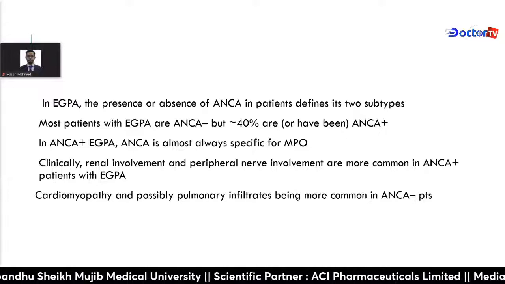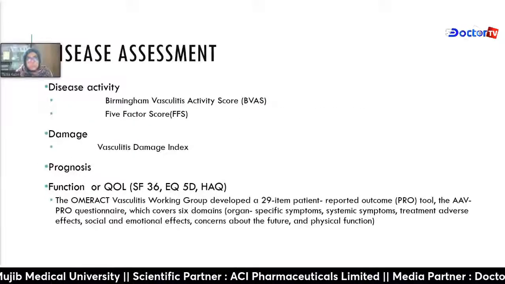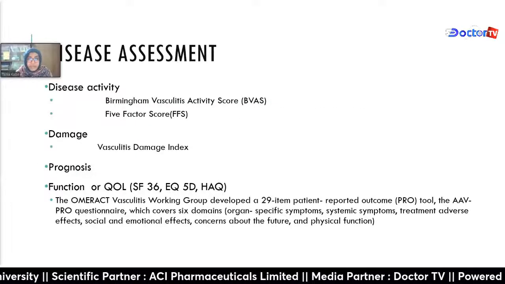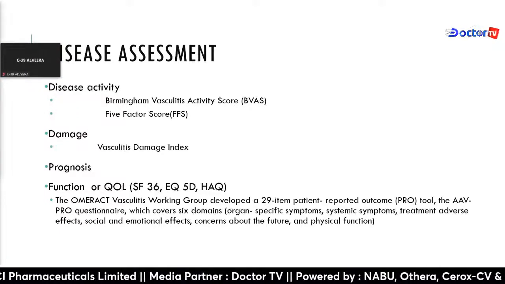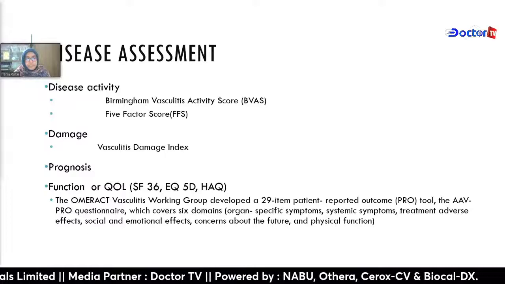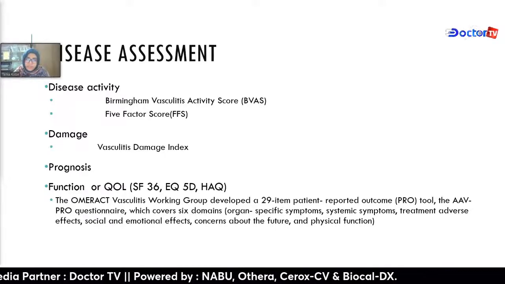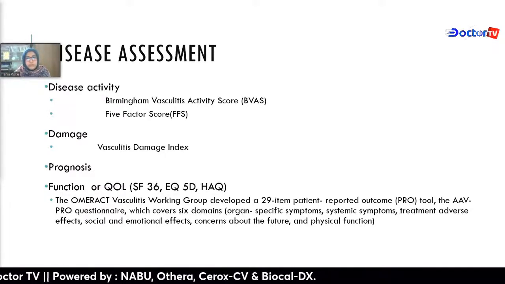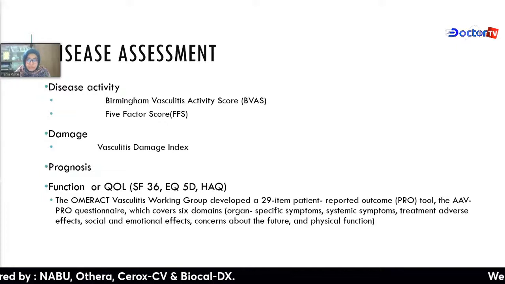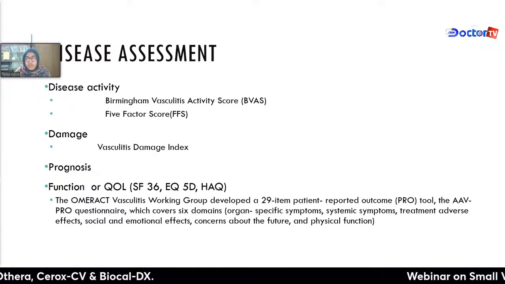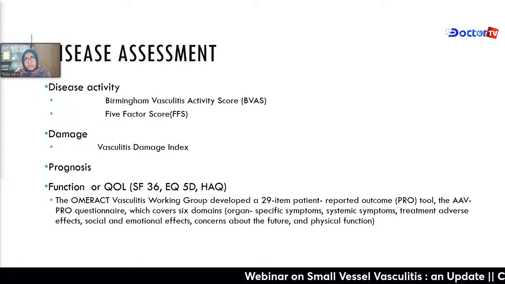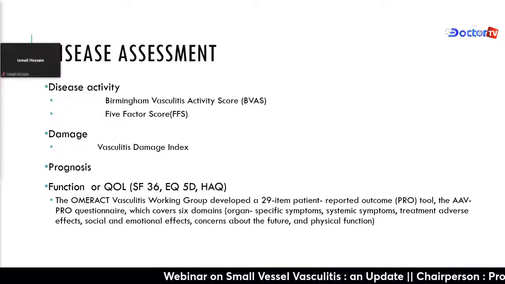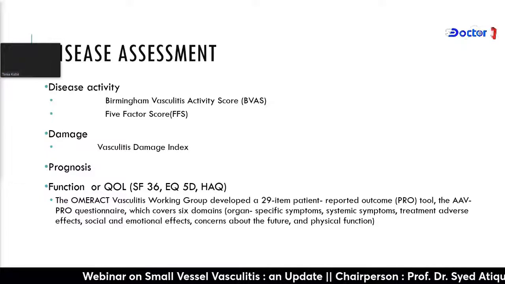After establishing the diagnosis, disease assessment should include measurement of the disease activity and damage. We can measure the disease activity by using the Birmingham Vasculitis Activity Score and Five-Factor Score. The damage can be measured by the Vasculitis Damage Index. And for quality of life, in previous clinical trials and clinical practice, SF-36, EQ-5D, and the Health Assessment Questionnaire were used for assessing quality of life.